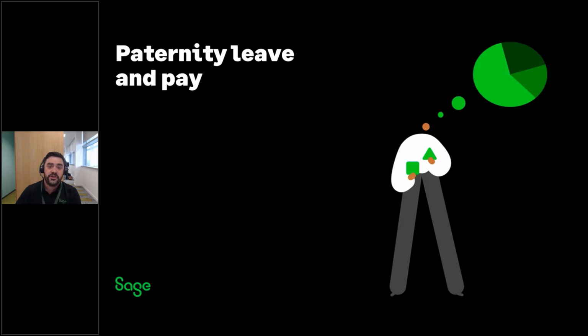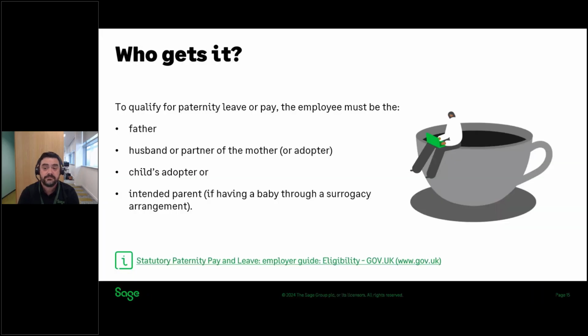Let's now move on to our other employee, Oliver. He's actually Amelia's partner, and he's the baby's father. So he may be entitled to some statutory paternity leave and statutory paternity pay. So let's have a look at who would get this payment.